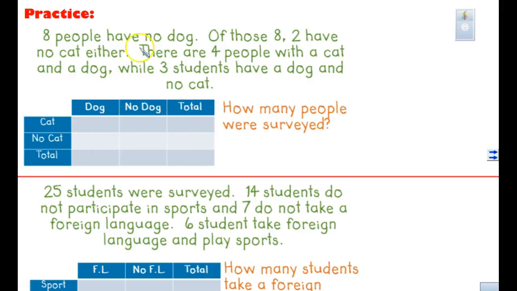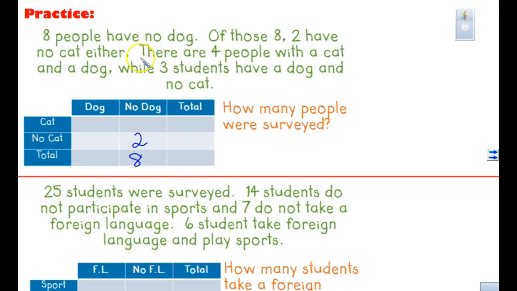So, 8 people have no dog. I need to think that that is my total down here. 8 people with no dog, right? Of those 8, 2 have no cat. So now I go to no cat, and I fill that piece of information in.